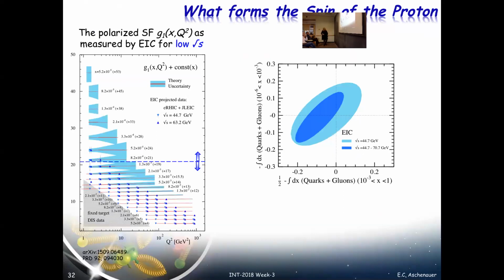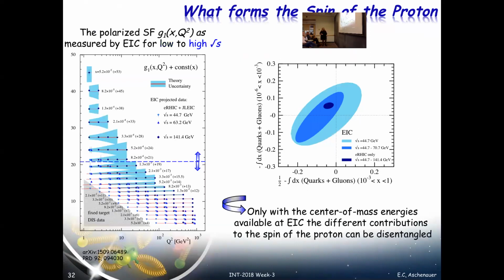Then I add more. I go up to 40 on 70. And you see, because you populate regions, especially higher Q squared regions and regions where you have big uncertainties, you shrink this. And if you take actually the full square root s, of course, that is what you will get. So if you have a full EIC, you will measure the full spin decomposition.